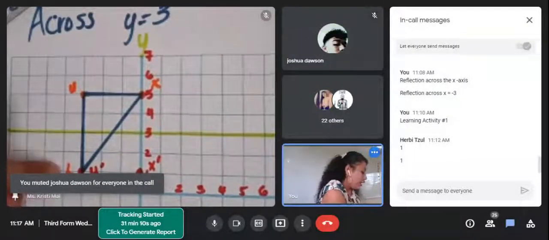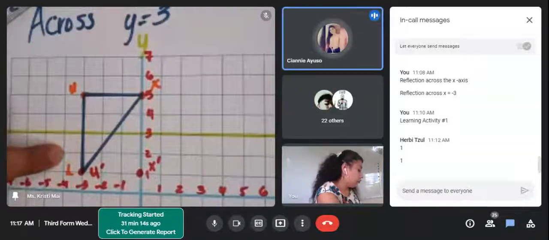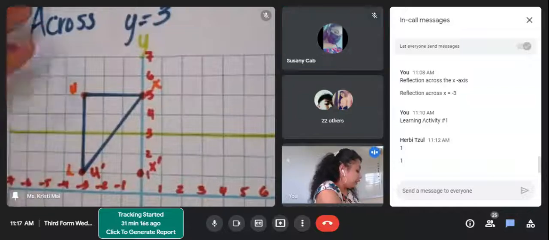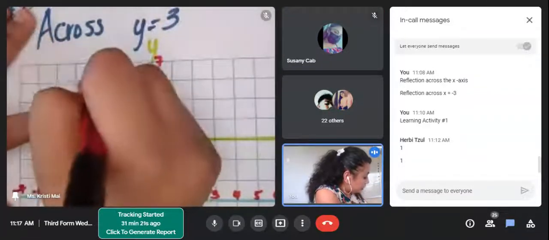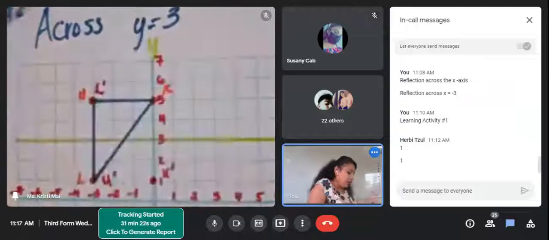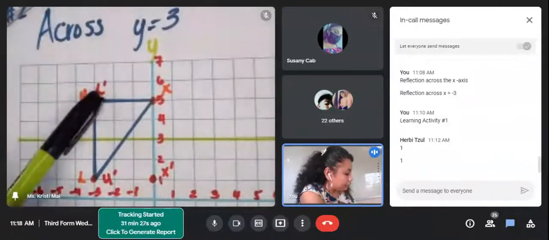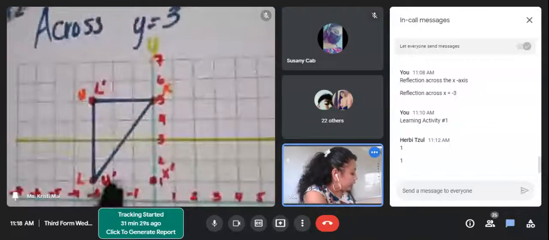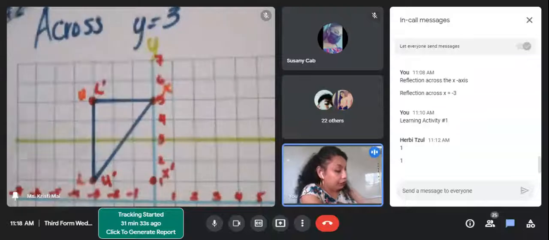Now L is how many spaces away? Two. So I'm gonna reflect that at the top. 1, 2, and this is gonna be L1. So I have the 3 points. I have L1, U1, X1. I have reflected all 3 of them.